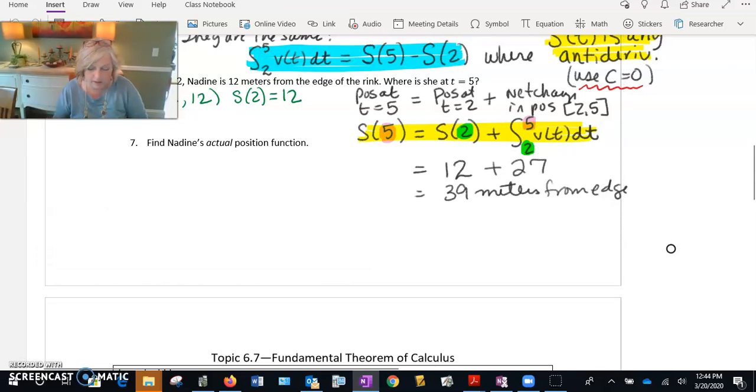All right, and hopefully I'm going to try to pay attention to some of the syncing issues that I've had here. So if the video has to pause while the computer still syncs, hopefully we'll be okay on that. But taking a look at her actual position function.